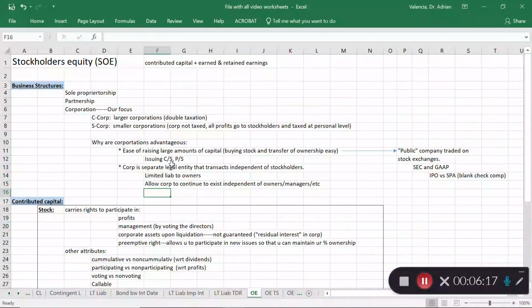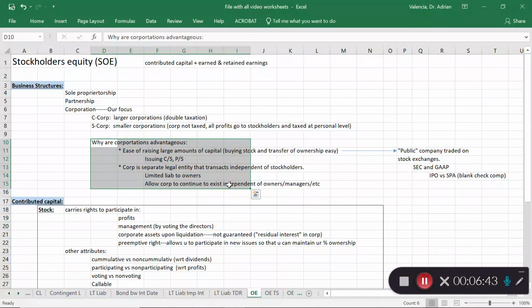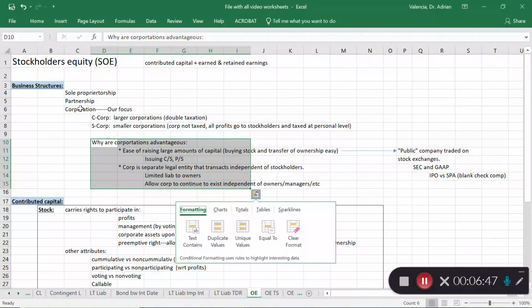This structure, the fact that it's a separate legal entity from the owners, also is good in the sense that it allows the corporation to continue to exist independent of which owners come in, which managers come in and go out. The corporation itself continues indefinitely until it's chosen to be closed, but it is not tied to the life of the owners or the managers or other things like that. So these are some big advantages of choosing the structure of a corporation.